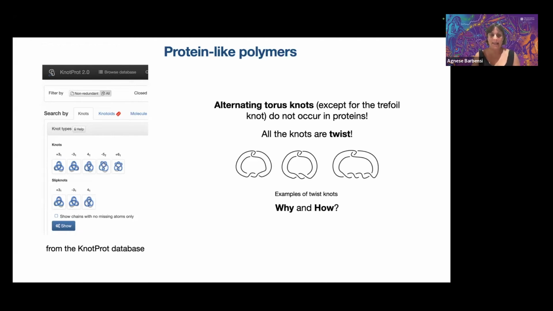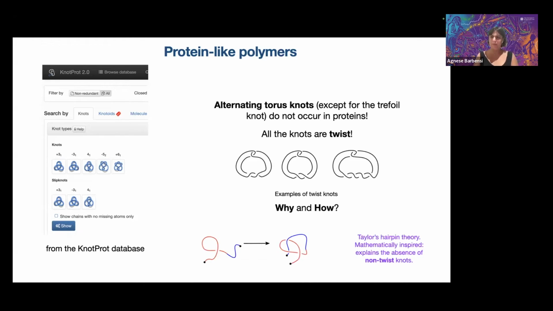And again, it's a fact that all the knots in proteins, all the known knots in proteins are twist knots. And people have been thinking quite a lot why, why do we only have twist knots, and how do these twist knots form in the first place in proteins.